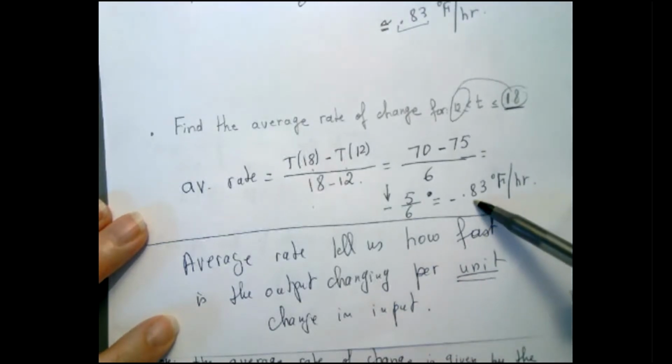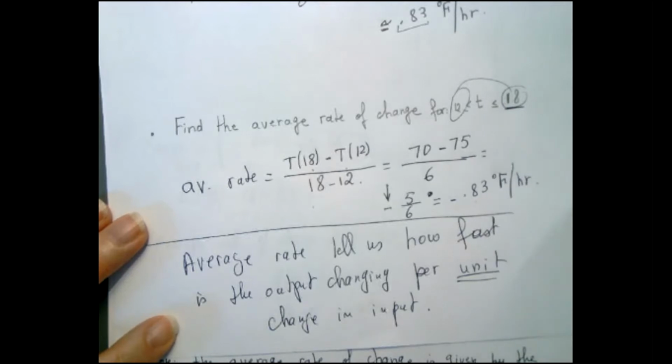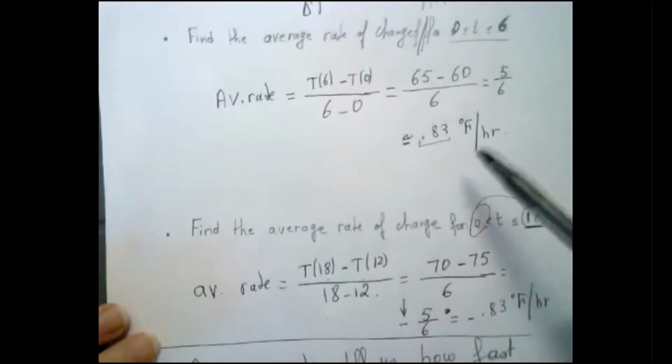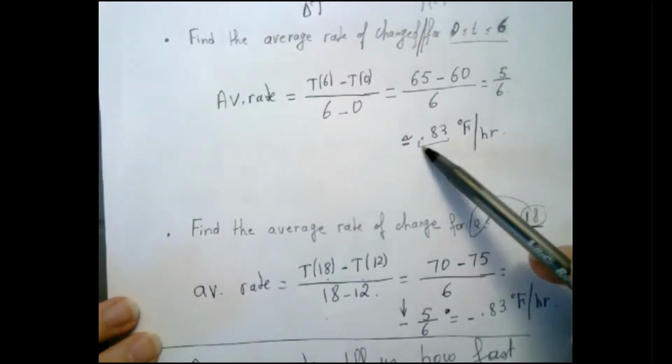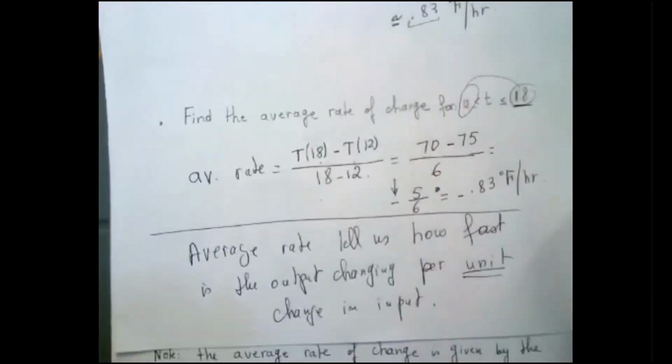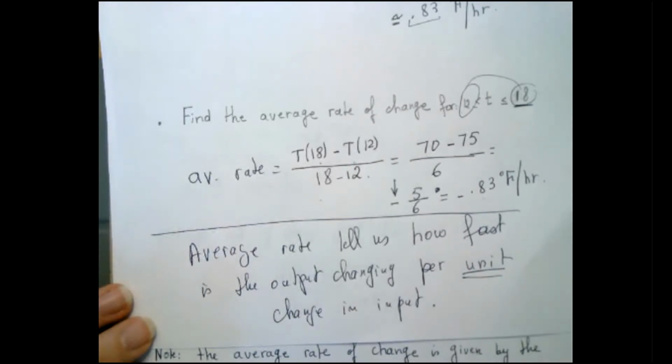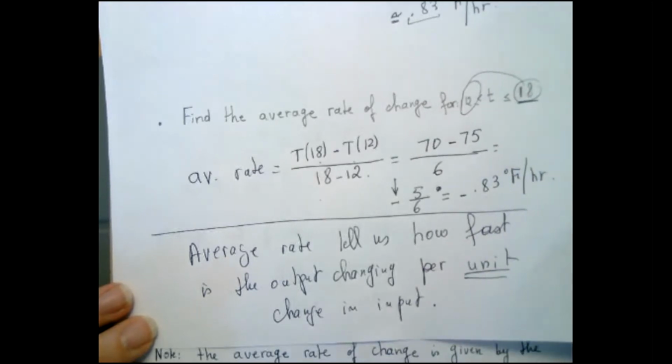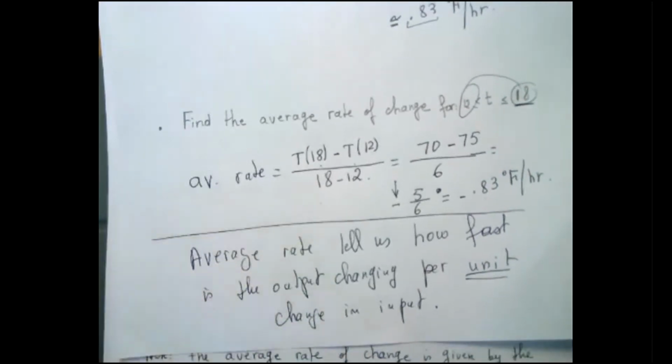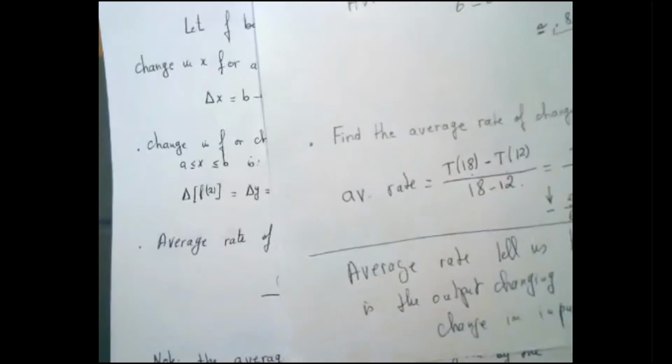So this tells me per unit is going down by 0.83 degrees. This tells me per hour it is going down by 0.83. So the average rate tells us how fast the output is changing per unit change in input. That's what the average rate represents for us. That's the importance of it. It's about speed. All right.